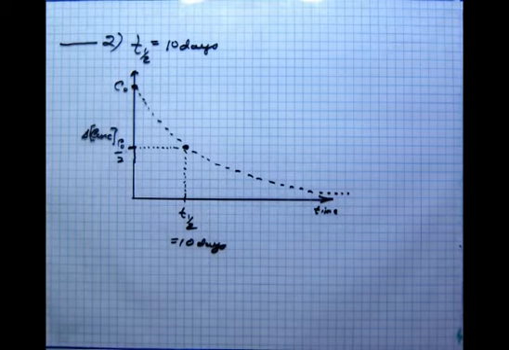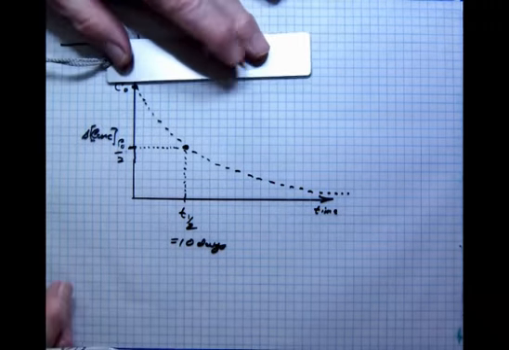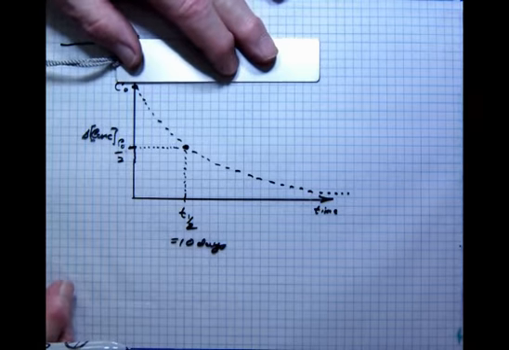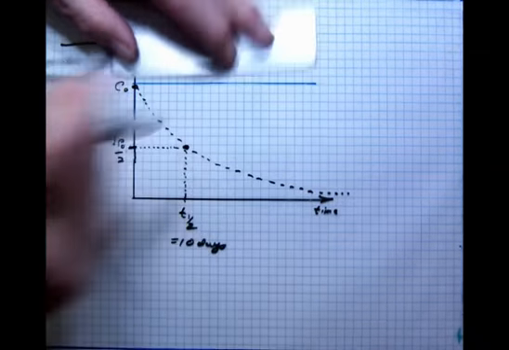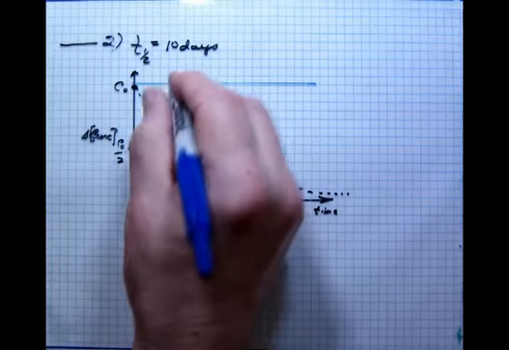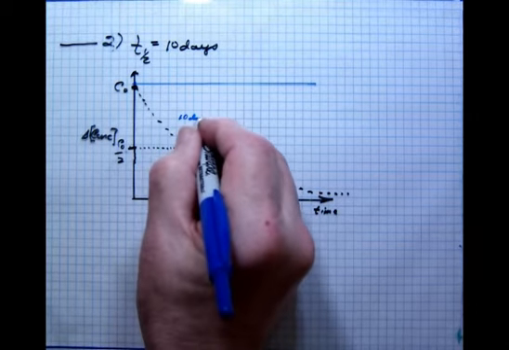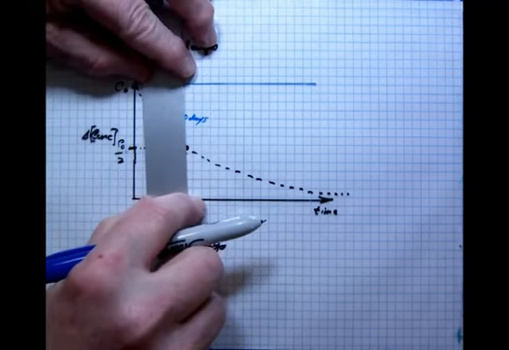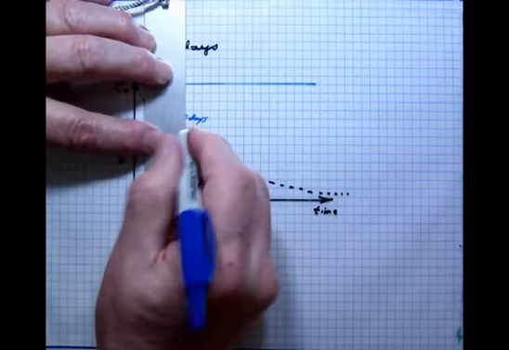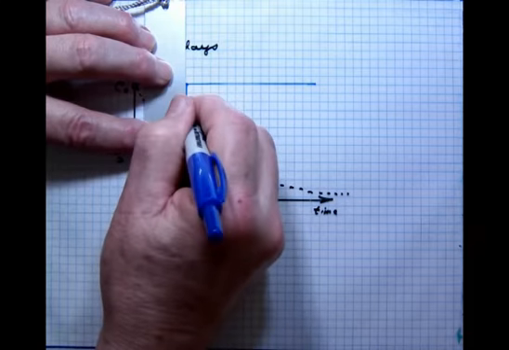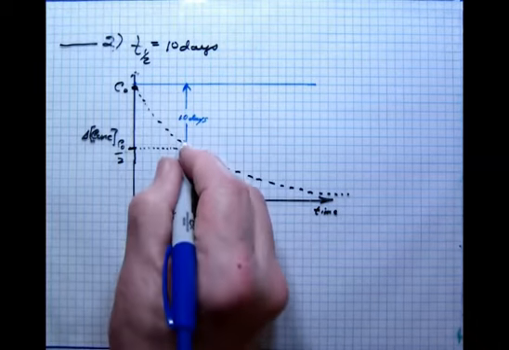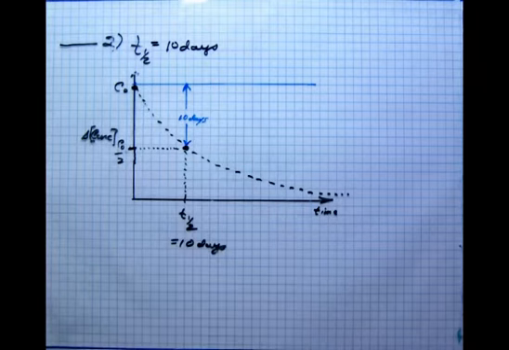we're talking about from this starting point to this point is 10 days. It refers to this period of time right here. Now, the one thing you need to remember is half-lives are constant. Half-life, first half-life, second half-life, same.